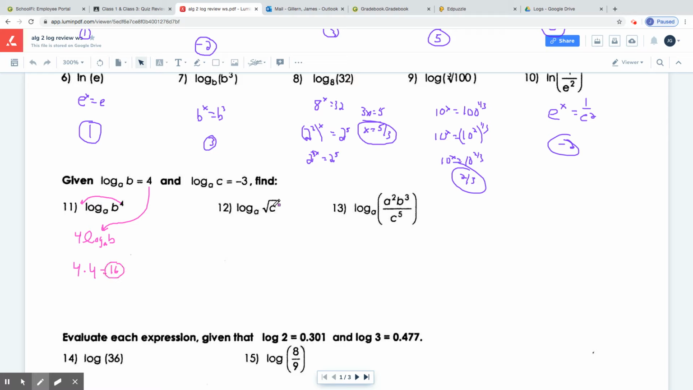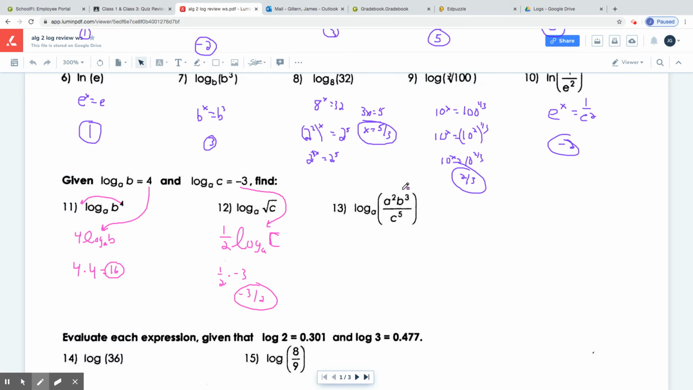All right. Log base a of the square root of c is really c to the 1/2. So I can rewrite this, bring the 1/2 out front: 1/2 log base a of just c. And log base a of c is just negative 3. So 1/2 times negative 3. So the answer is negative 3 halves.